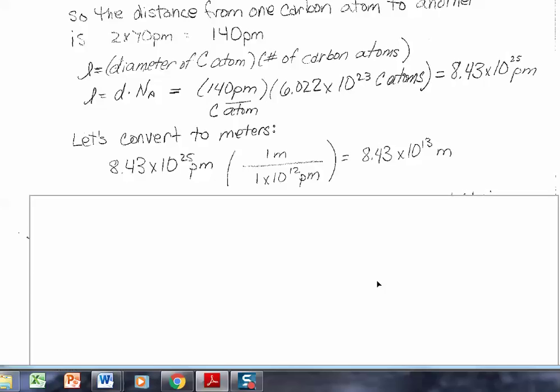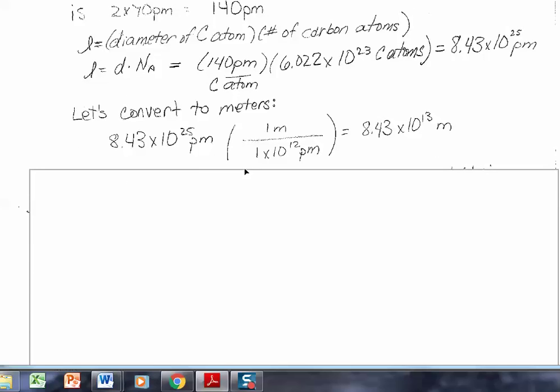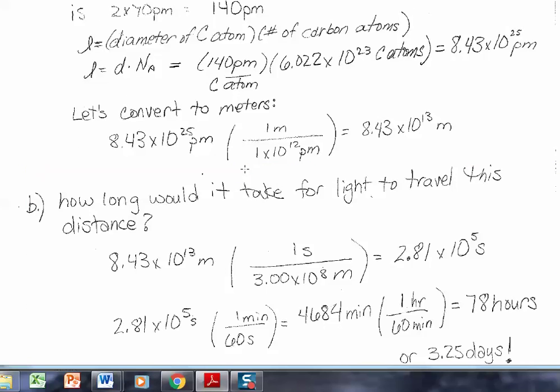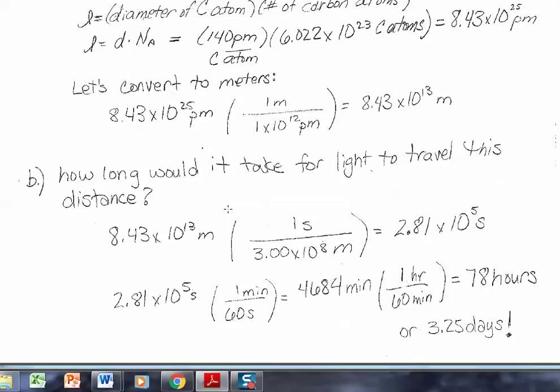Now let's move on to the second part of our problem. Here we want to think about how long does it take for the light to travel that distance. So we know the speed of light is 3 times 10 to the 8th meters per second. So 8.43 times 10 to the 13th meters divided by that speed gives us 2.81 times 10 to the 5 seconds.